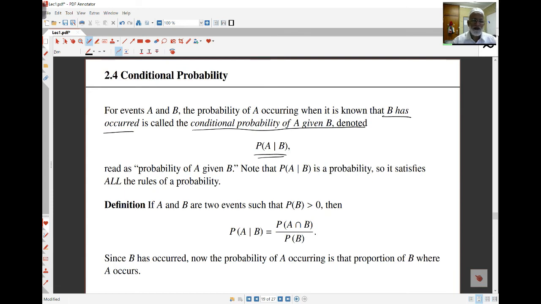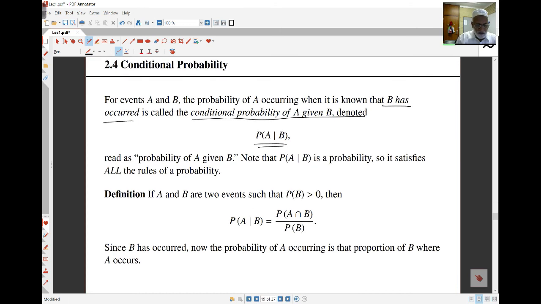For example, if I toss a coin 10 times and I want the probability of getting 5 heads out of those 10 tosses, and I know that in the first 5 tosses I already got 4 heads, then the probability of 5 heads changes, because now I have a very high chance of getting 5 heads.